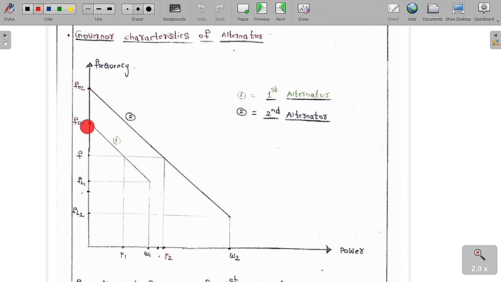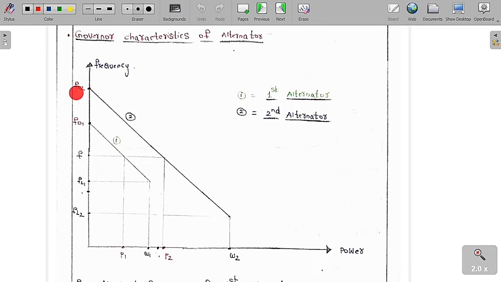Simply, we can say F01 is called the no-load frequency of the first alternator, and FL1 is called the full load frequency of the first alternator, and W1 is called the full load rating of the first alternator. See, kVA is nothing but kilowatt also; we can assume it like that. And P1 is called the load shared by the first alternator.